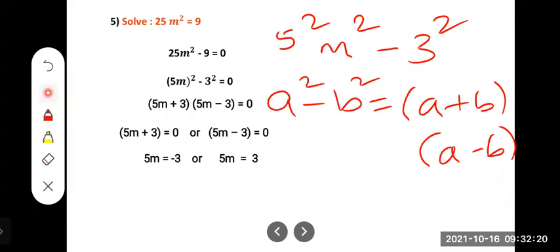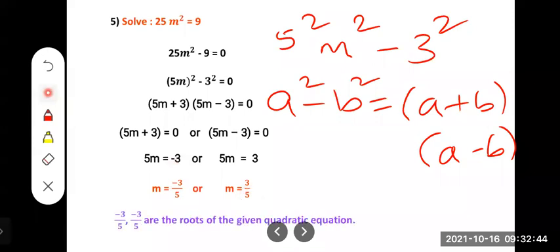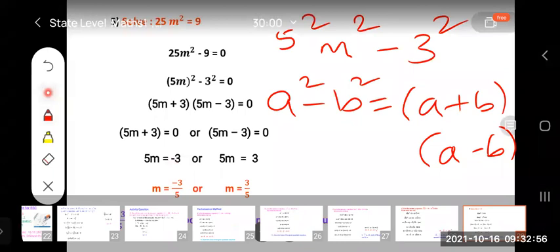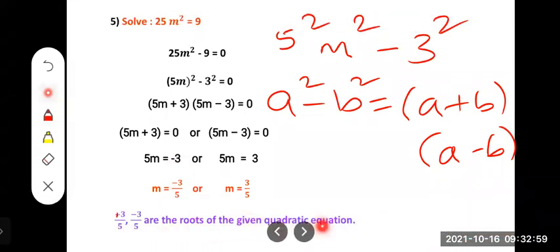Yes. Now you see next one. Therefore, m equal to minus 3 you keep it here and 5 you bring to the denominator. Clear, children? Here also same thing: 3, and this 5 will come in the denominator. Here m equal to minus 3 upon 5 or m equal to 3 upon 5. So what you will write as the last answer? Plus 3 upon 5 and minus 3 upon 5 are the roots of the given quadratic equation. Is it clear, children?